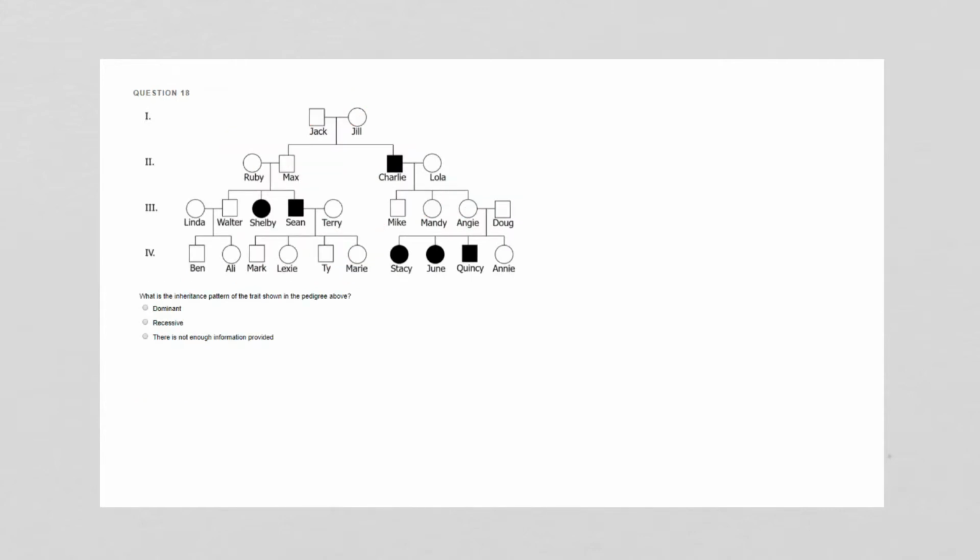Okay, and then in this last question here, looking at the pattern of inheritance, we know that this is recessive because, again, we've got 2 parents that don't have this particular disorder, and they have a child that does. So Charlie has it, so it is going to be a recessive pedigree.